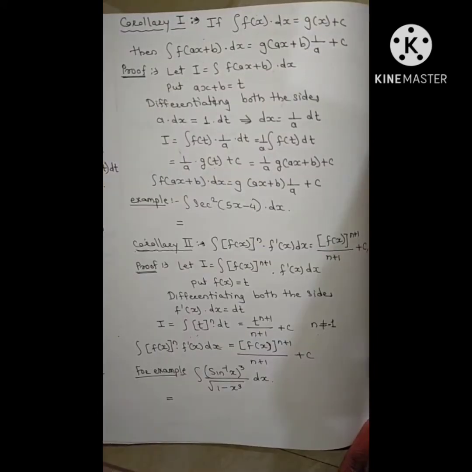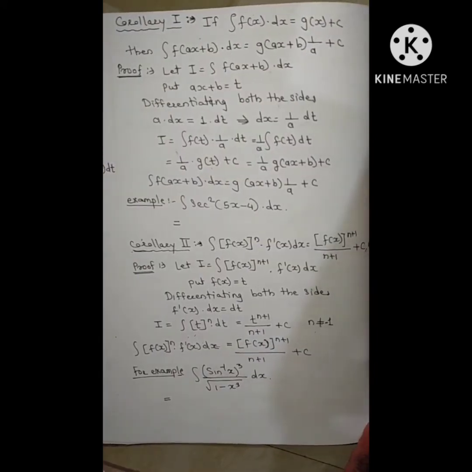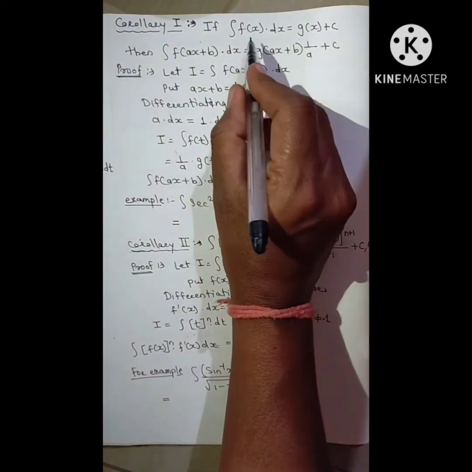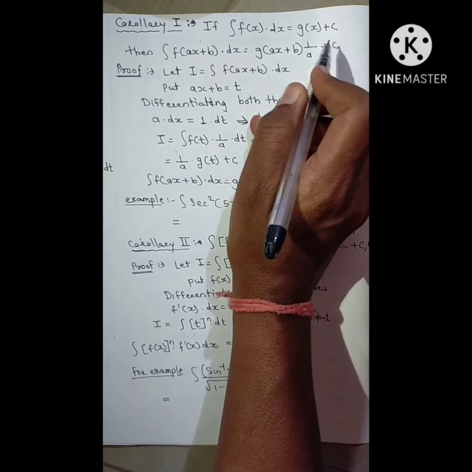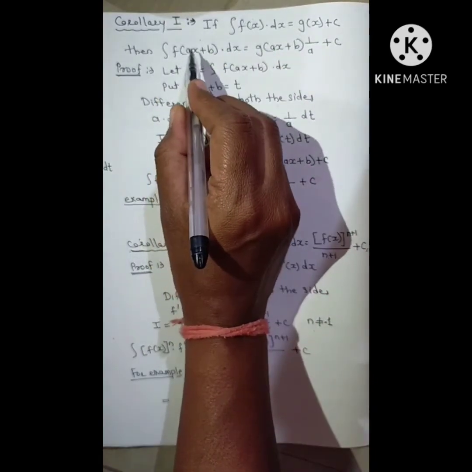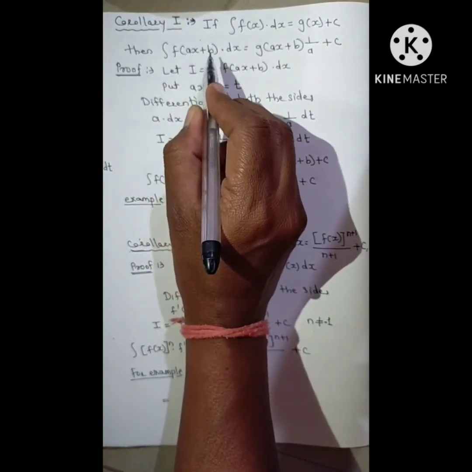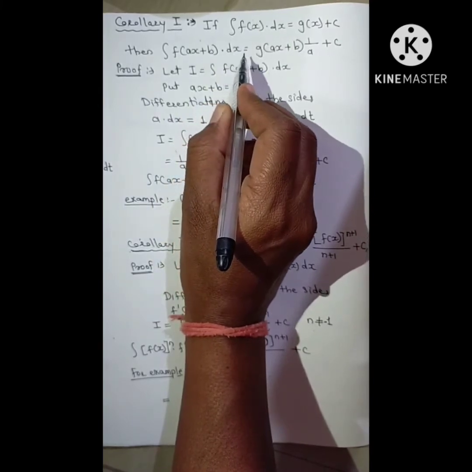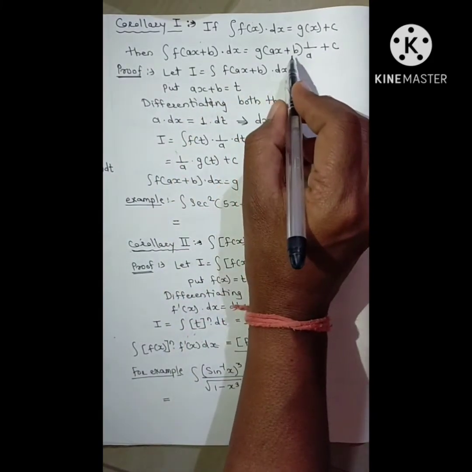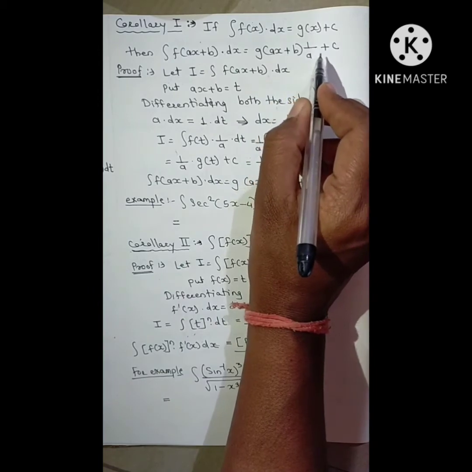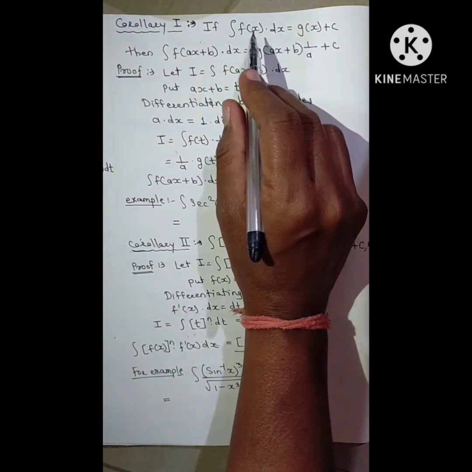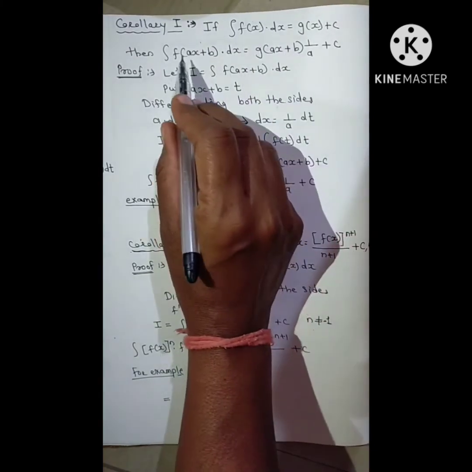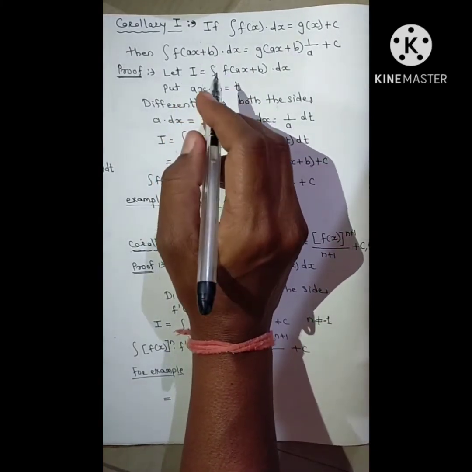We can see the corollary. Corollary first: if integration f of x dx is equal to g of x plus c, then integration f of ax plus b into dx is equal to g of ax plus b into 1 upon a plus c. That is, the standard function of x is used for ax plus b.